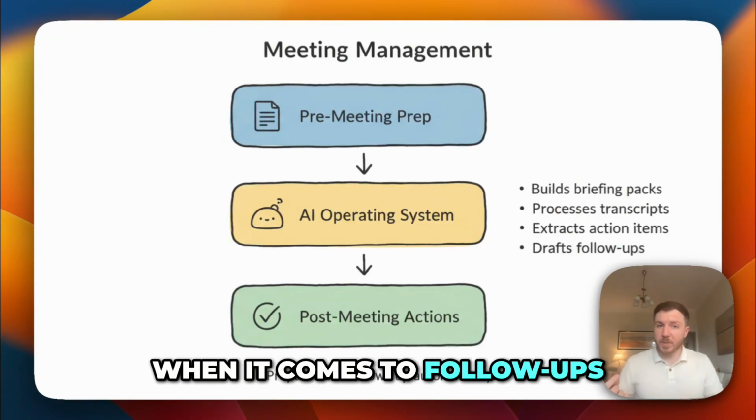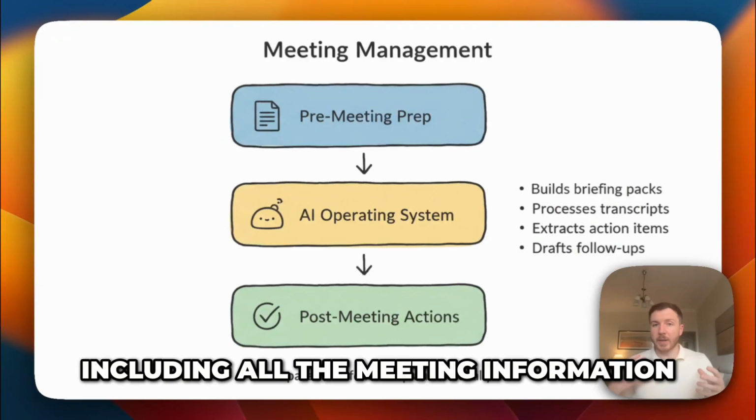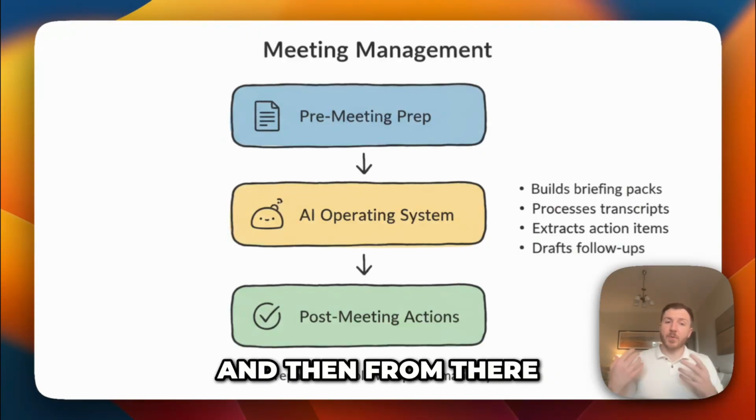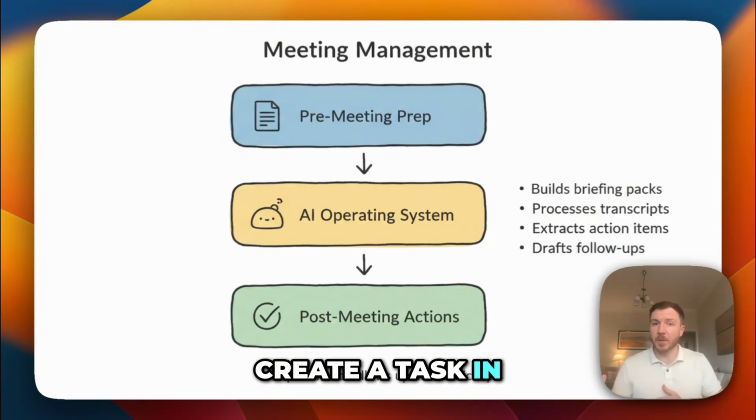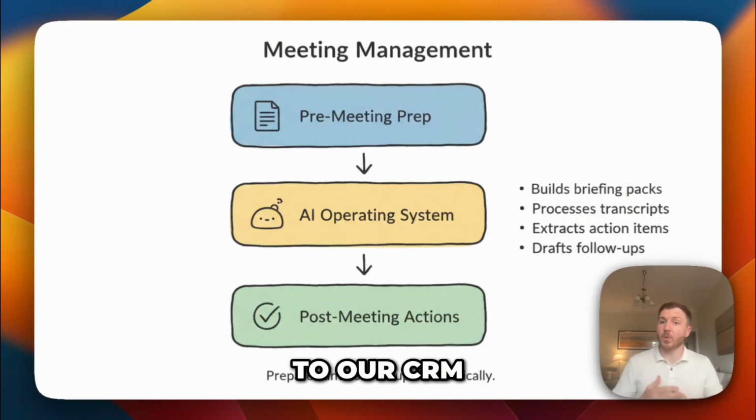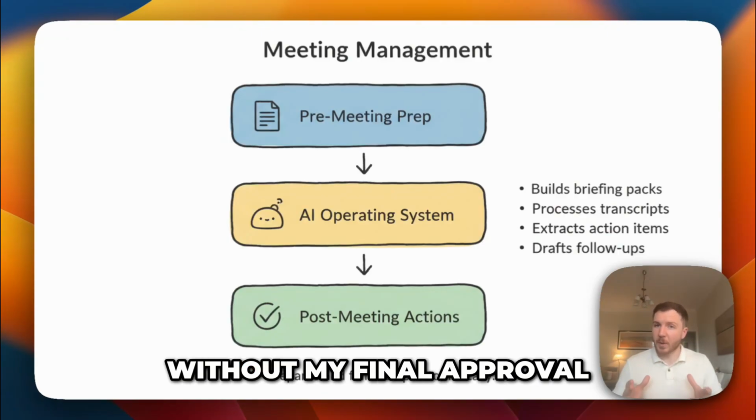When it comes to follow-ups, I receive a summary including all the meeting information. And then from there, I can instruct the system to draft a follow-up for me, create a task in my to-do, assign work to any of our team members, or propose an update to our CRM. But nothing gets executed without my final approval.